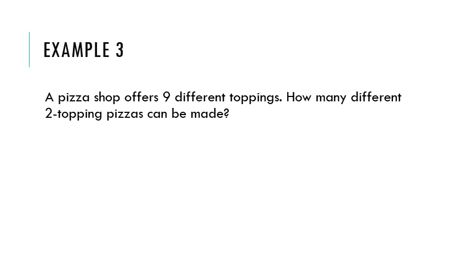A pizza shop offers 9 different toppings. How many 2-topping pizzas can be made? So again, this one is a combination, because remember, if you have olive and pepperoni, it's the same pizza as pepperoni and olive. If you switch the order of the toppings, it's still the same pizza, right? So in this one, we're going to do 9 toppings, choose 2, right? Or you might see it like this, right? There's 2 different ways that that's commonly written. So I'm going to type in nCr 9, 2, and we get 36.